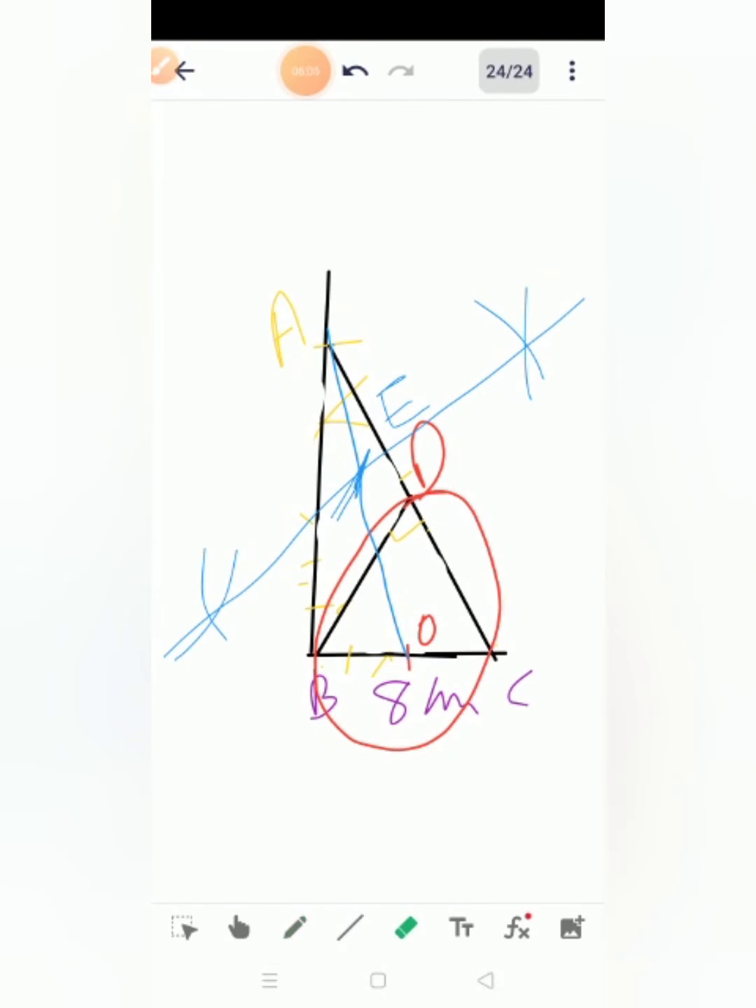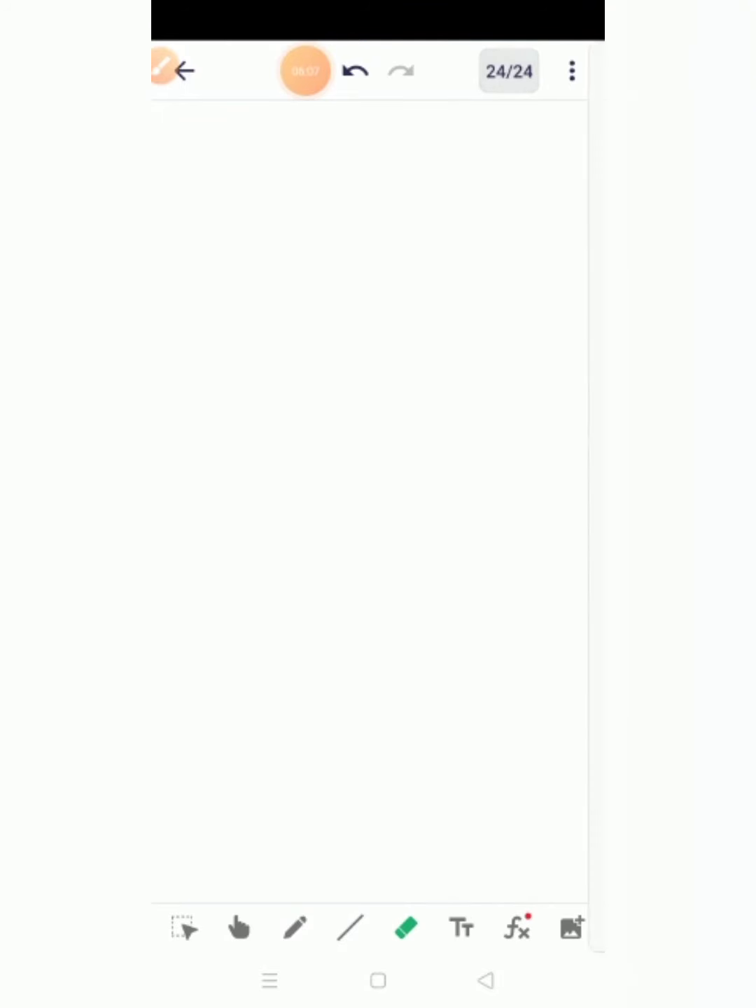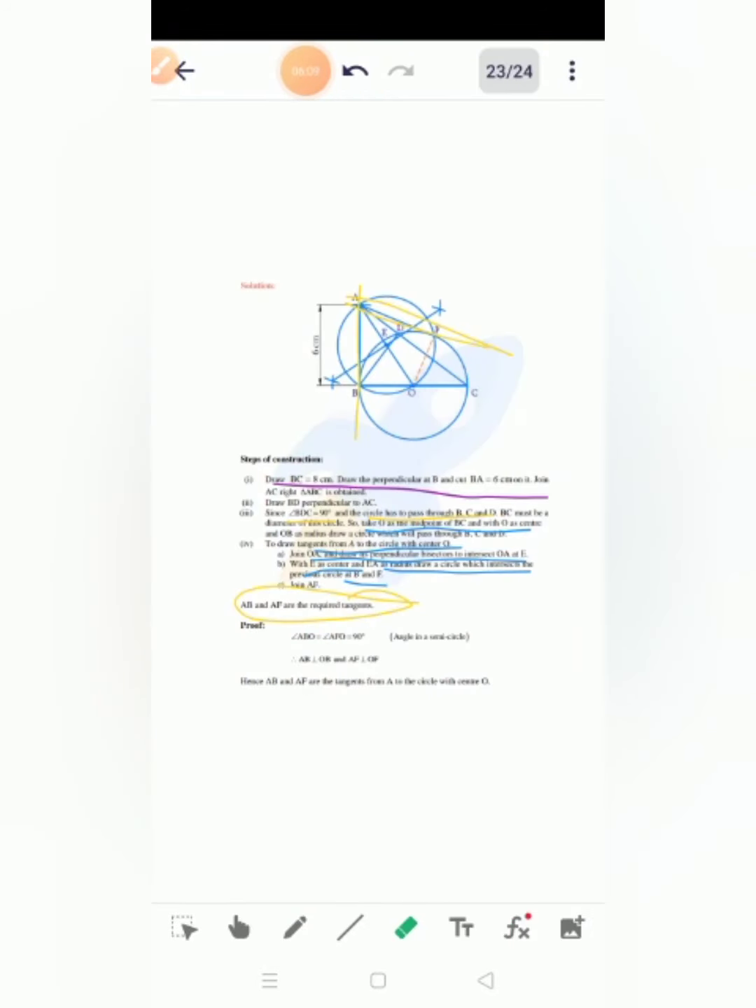So let me clear this page. Fine. So here we have now to prove angle ABO should be equal to angle AFO, which is equal to 90 degrees, and they are perpendicular. Hence AB and AF are tangents from A to the circle with center O.